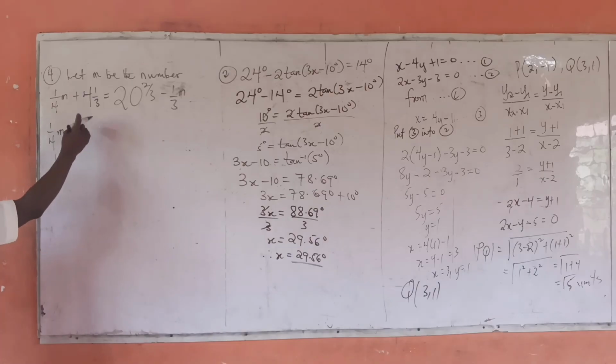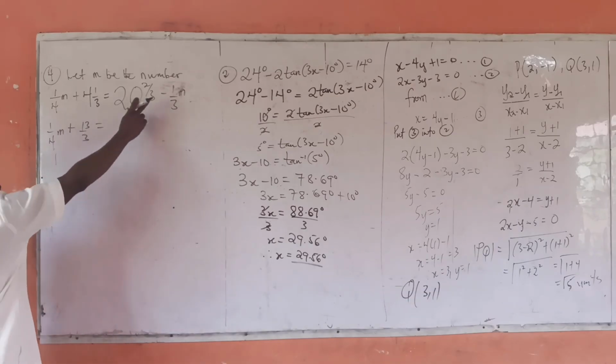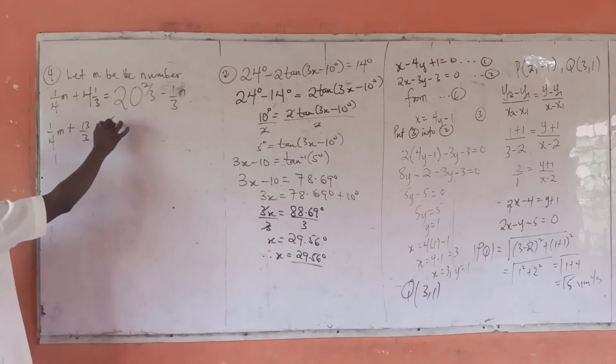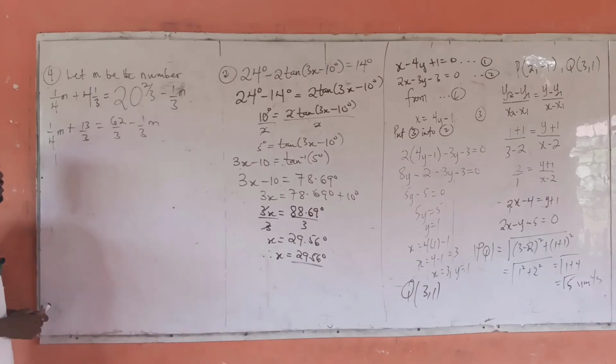1/4m. Converting this to improper, 12, 13 on 3. 20 times 3 is 60, so 62 on 3 minus 1/3m. We have this now. So the LCM here is 12. I multiply through by 12 so that I can break these things down.